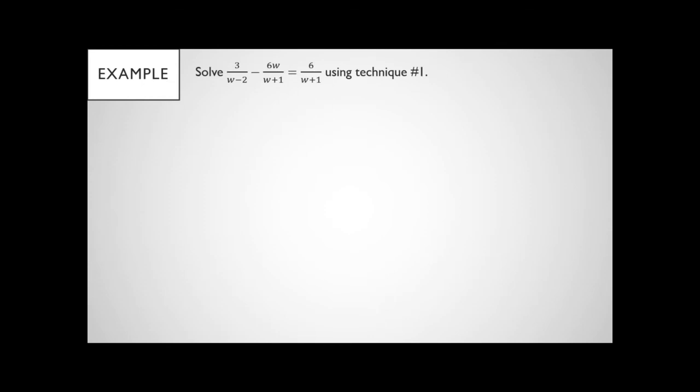So we have: solve 3 over w minus 2 minus 6w over w plus 1 equals 6 over w plus 1. So this is a good candidate for using this method because we already have two things with a common denominator. So this is a good method to put it in some form where I can cross multiply.